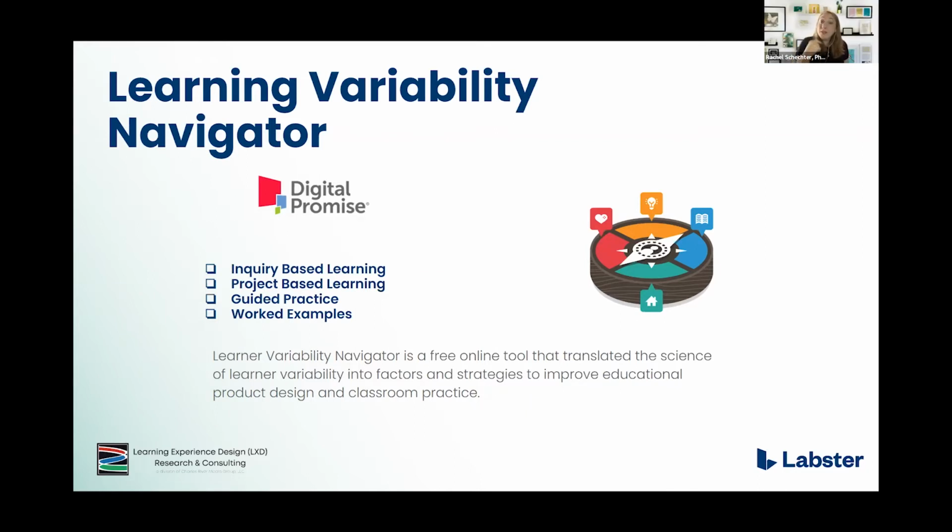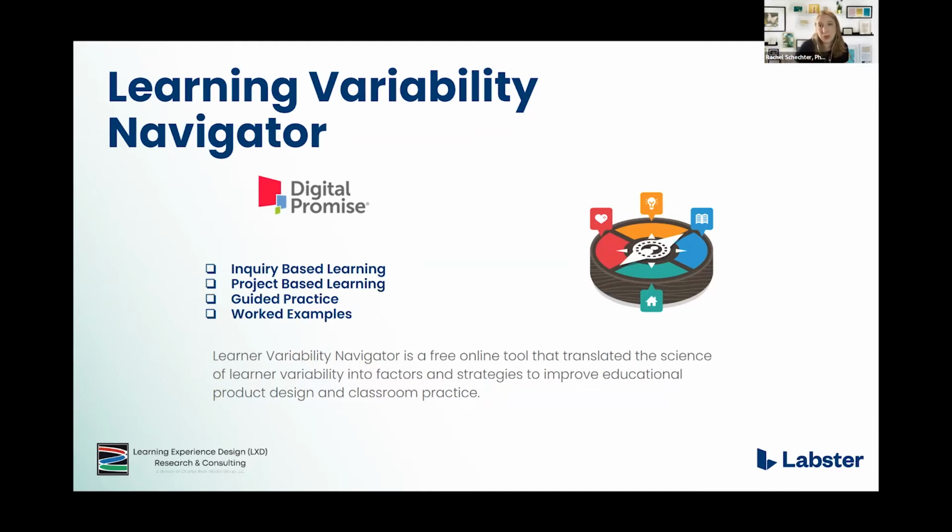So learning scientists prefer, instead of learning styles, we talk about individual variability. And there's that word variability right here. So that's what it is. It's the individual variability that we want to be teaching to and using strategies for.